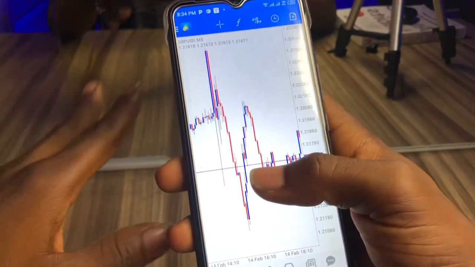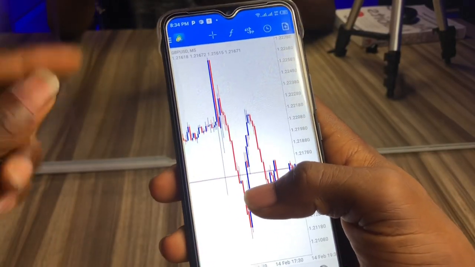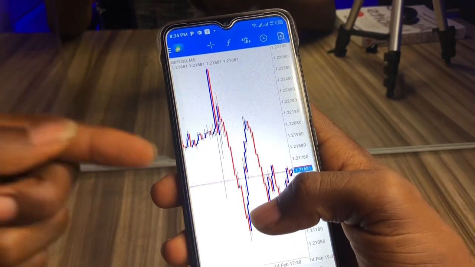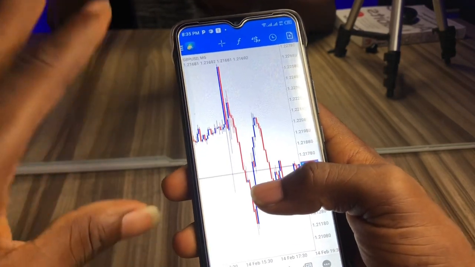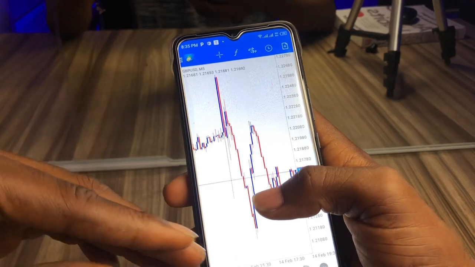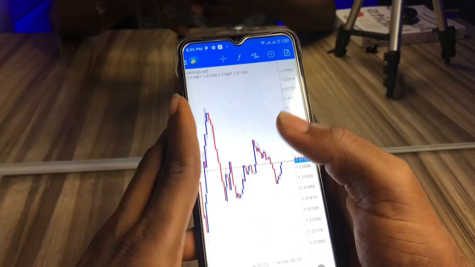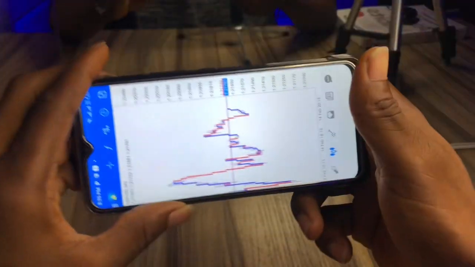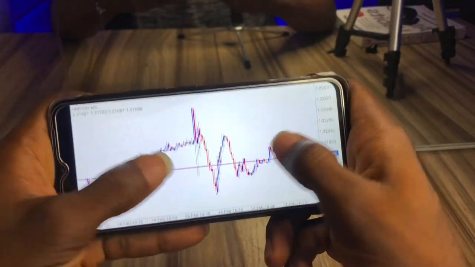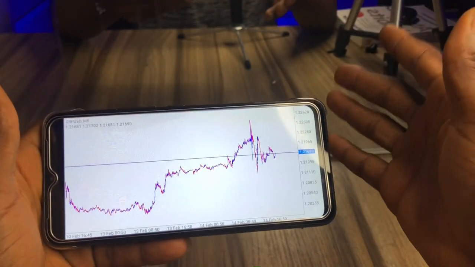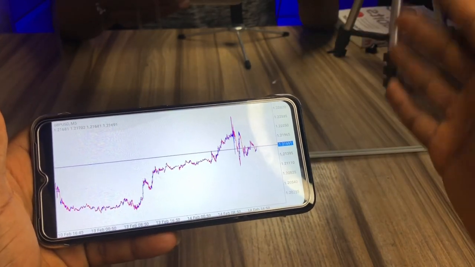Now once you're already in the 5-minute time frame, what you need to do is to check what the market is actually doing at that point in time, whether the market is in a consolidation, or whether the market is in a trend. Now the best way to view the market is for you to turn your phone into landscape mode. Just turn your phone into landscape mode, and if you zoom out everything, you can get a very good view of the market.